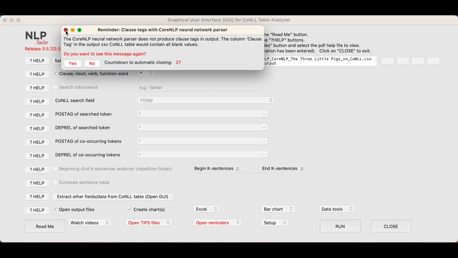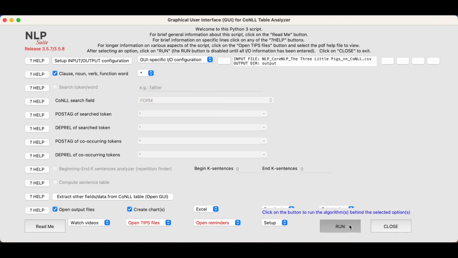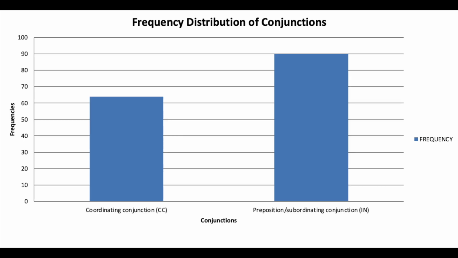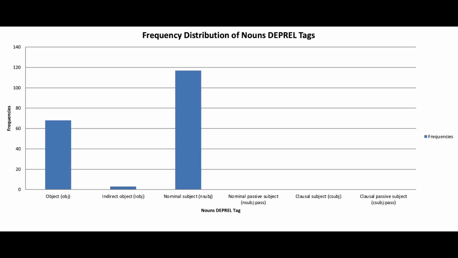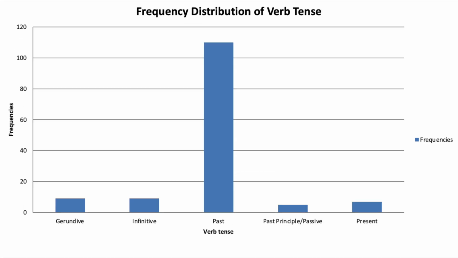This first option allows us to perform an analysis of clauses, nouns, verbs, and function words, and view their distribution throughout the CoNLL table. The default option is to run all of these analyses, although you can run them individually if you'd like. Running this tool produces several outputs, including frequency distributions of auxiliary verbs, conjunctions, and pronouns, as well as noun dependency relations and part-of-speech tags, and verb modality, voice, and tense analyses. The CSV files containing the raw data for these charts are also output.